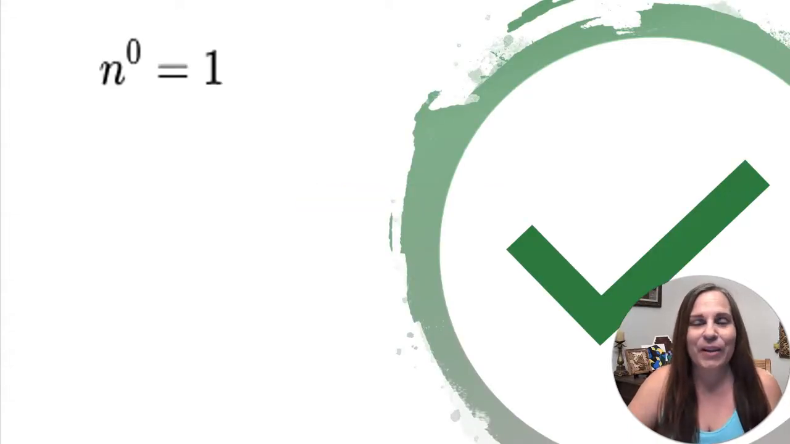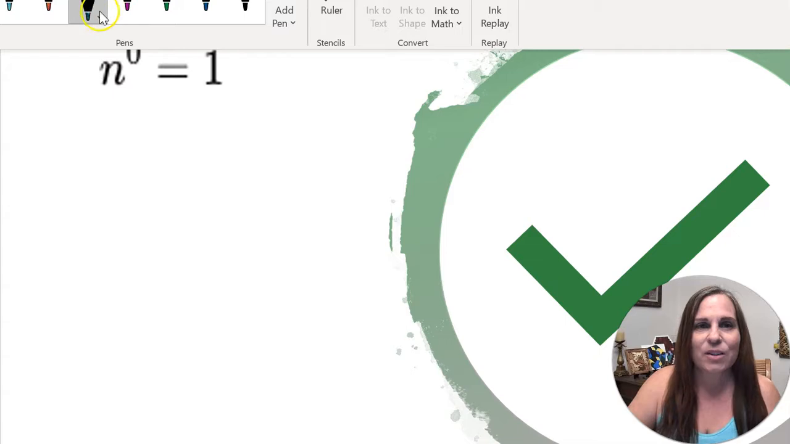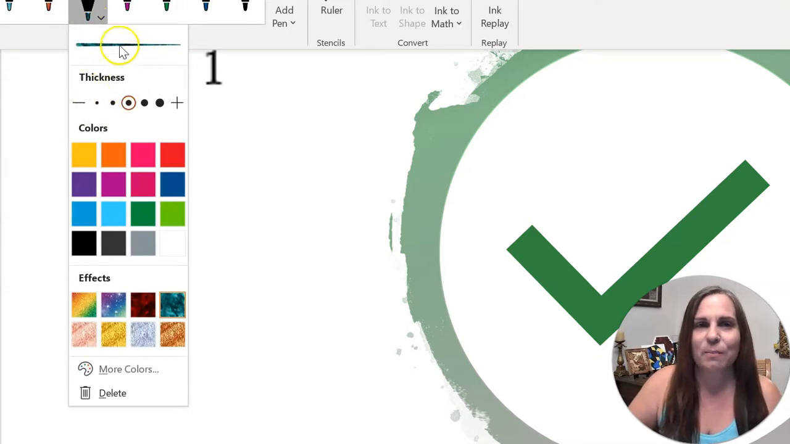So the first thing I want to look at is what happens when you take a number and you raise it to the 0 power. Well, here it is right here. It equals 1. But that seems a little strange, right? So let's look at why that is.